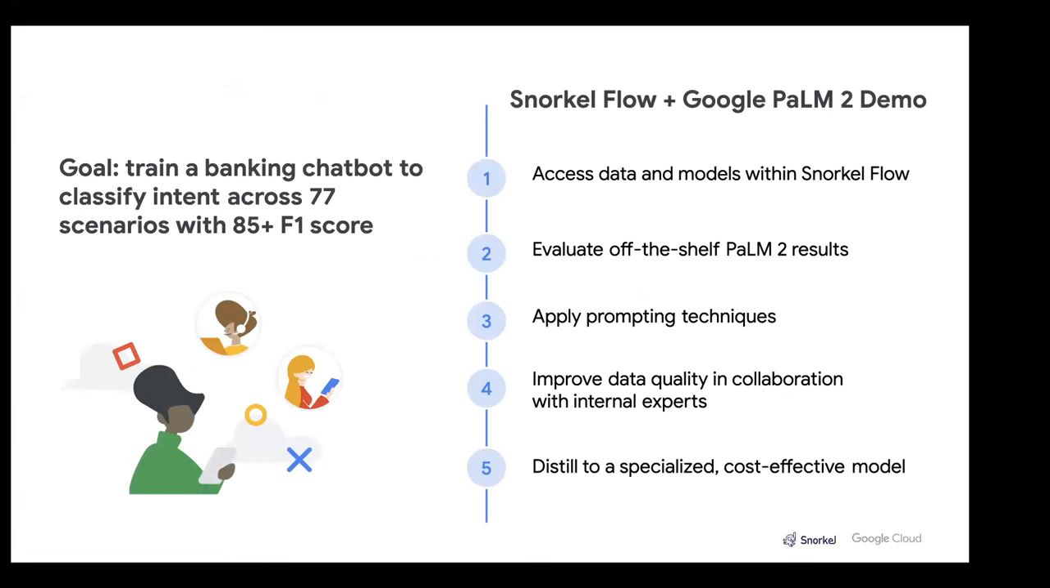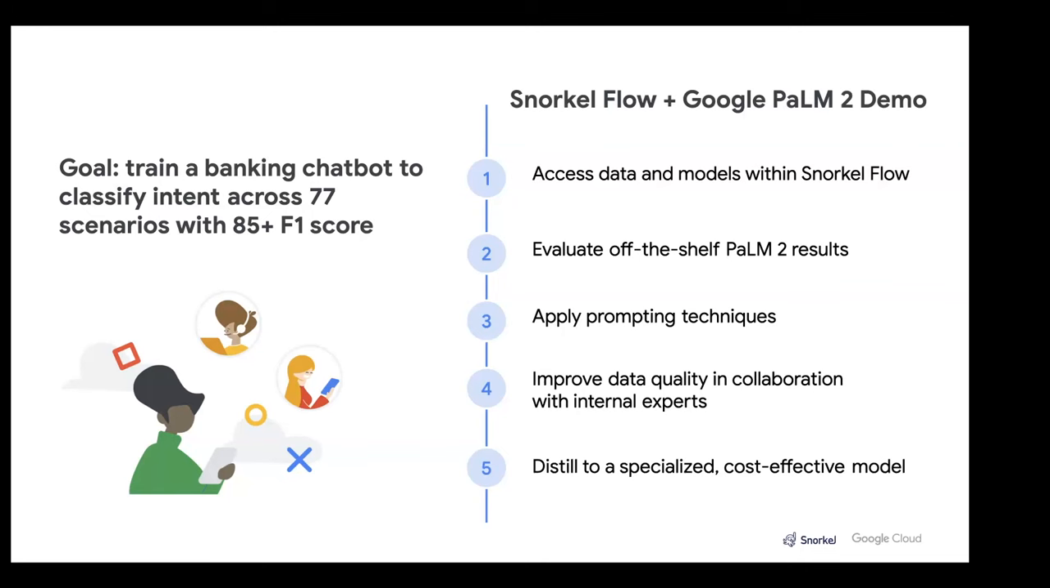In the real world, Snorkel customers build models to categorize hundreds or even thousands of potential outcomes. For this demo, we're working with a public data set, and we're focused on a 77-way text classification task. The task involves freeform conversations that are unstructured, where some classes are very common and some are very rare. Our bank has set its production bar at an 85 F1 score.